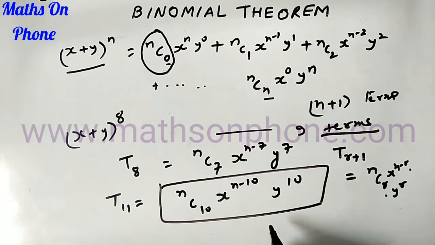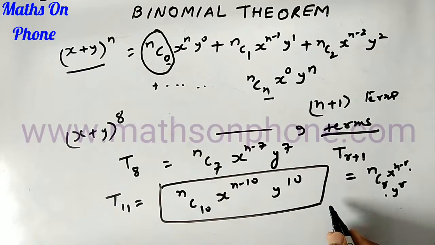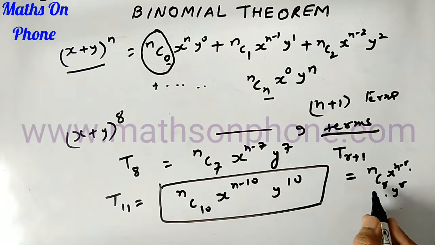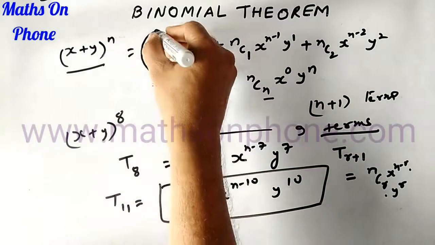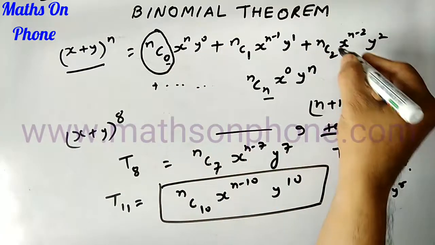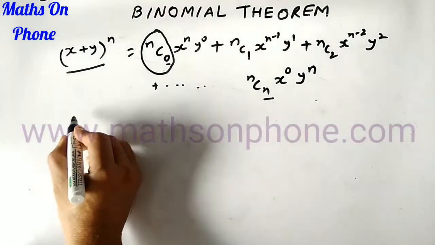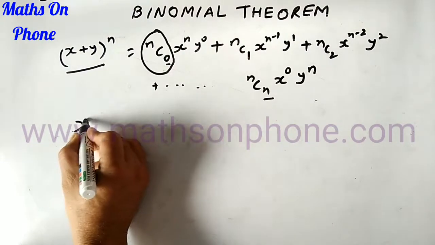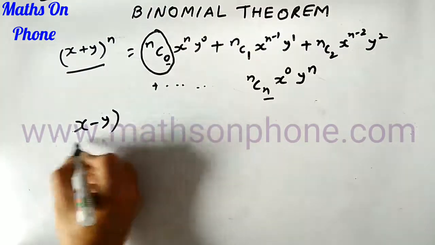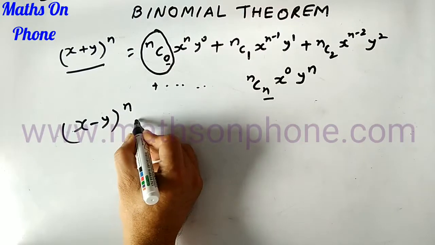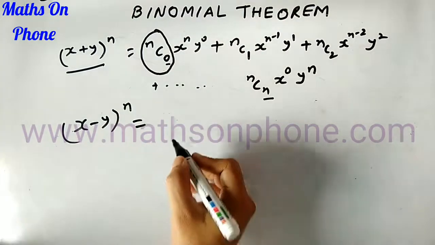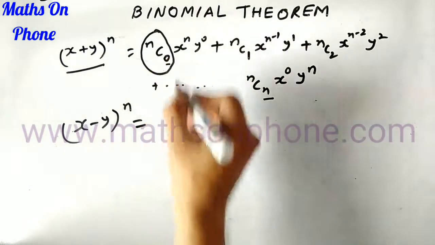From this formula you can find any term of the binomial expansion, you can find any binomial coefficient. These are binomial coefficients nC0, nC1, nC2. Suppose I need to find the (x - y)^n formula. No need for going for some extra formula. You can derive from this one.